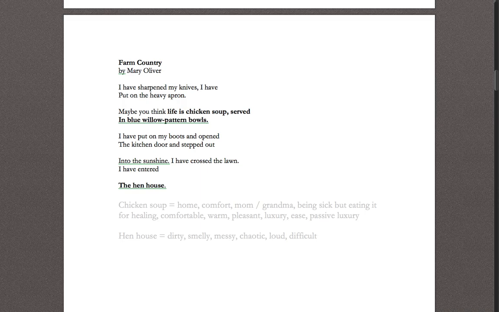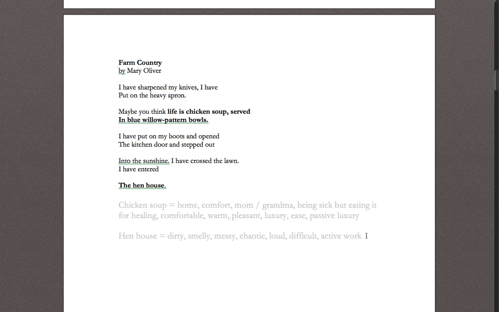We have to remember that she's going to the hen house to get a chicken, to kill. She's already told us she's sharpened her knives and put on her apron. And what she's going to do with that chicken is turn it into food and turn it into chicken soup. So there's this idea of active work compared to the passive luxury. And we can keep going on, but it's enough to see that there is a different emotional response that we carry with hen house and different associations we have towards what goes on there.